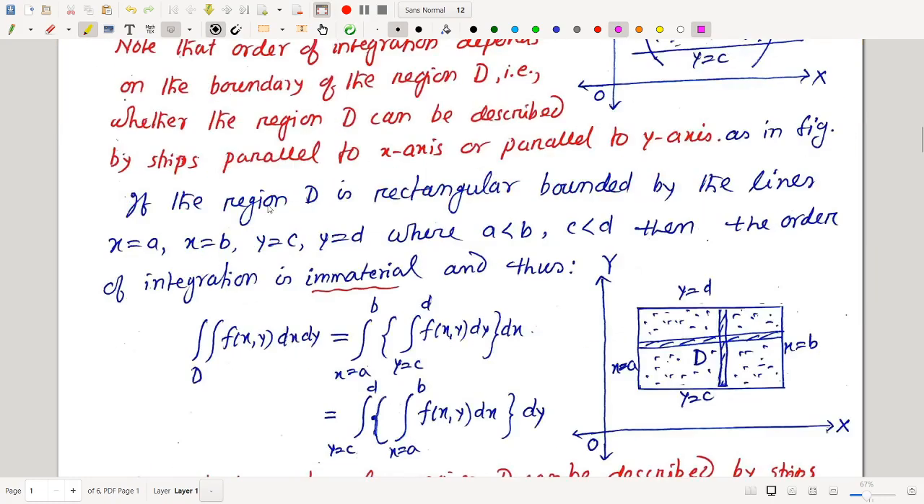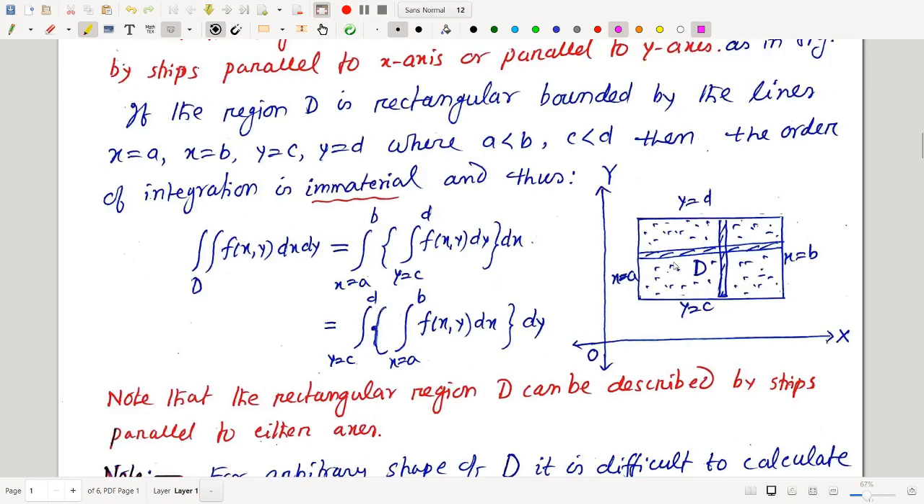Now if the region D is rectangular, bounded by the lines x equal to a, x equal to b, y equal to c, y equal to d, where a less than b and c less than d, that is, the region is a rectangle, then the order of integration is immaterial, meaning we can integrate with respect to x first or y first, no matter.